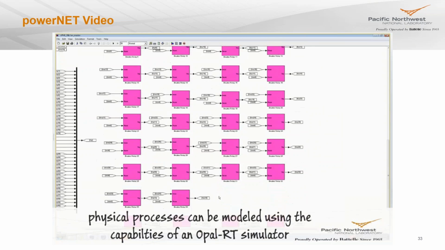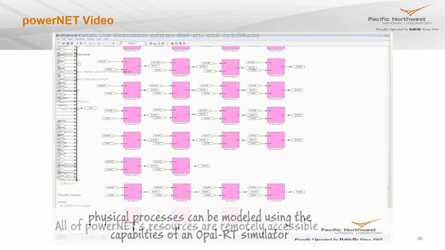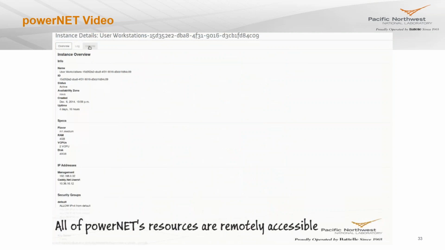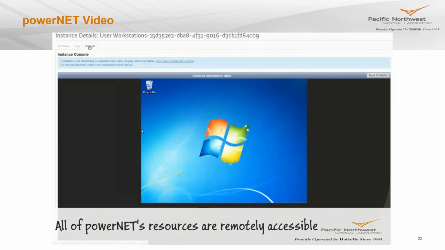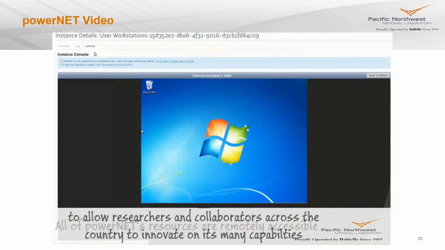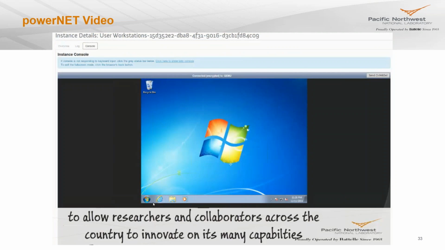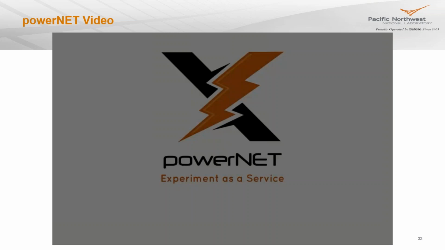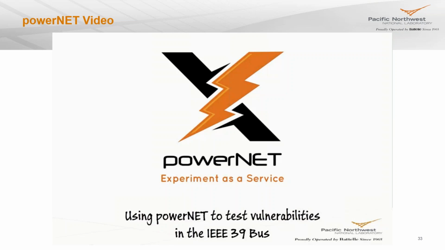We also can do physical processing with our OPAL-RT, and this demonstration is going to highlight that. You can also jump into any machine you want through this interface. So if you actually want to run a script or configure the HMI, you can jump into any of the operating systems you want.